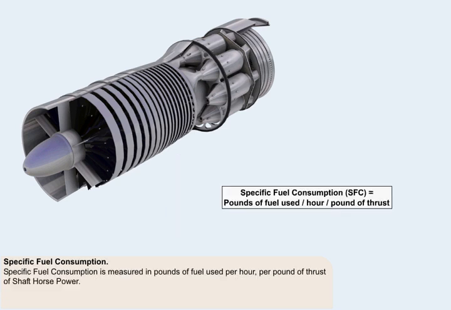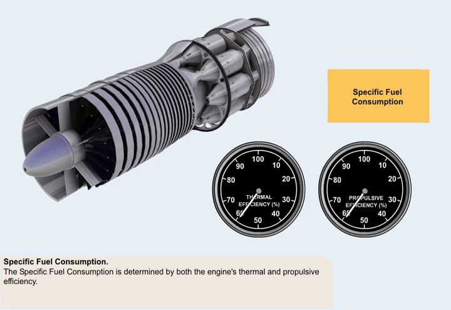To be economical, an engine must maintain the ratio of its fuel consumption to either its thrust or its shaft horsepower at as low a level as possible. This ratio is termed the specific fuel consumption, or SFC, of the engine. Specific fuel consumption is measured in pounds of fuel used per hour per pound of thrust or shaft horsepower. The specific fuel consumption is determined by both the engine's thermal and its propulsive efficiency.